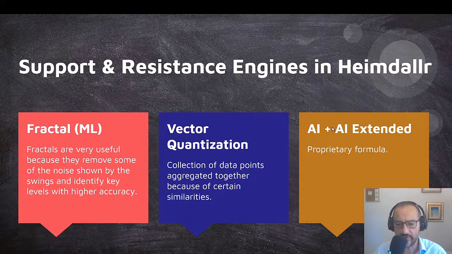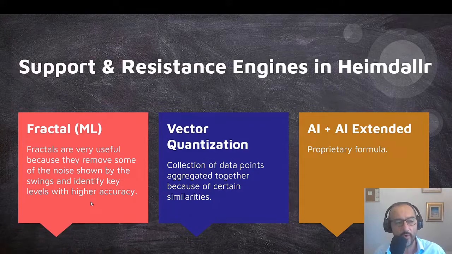So we have different engines that are giving us different types of levels, but if all engines are converging into the same level, then we validate the level as very strong, as different sources and different kinds of computing are giving the same level. Okay, so the first one is fractal. We call fractal, we can say machine learning. Fractals are very useful, they help the user remove all noise and go by the swing, and give a very high accuracy on the level identification.